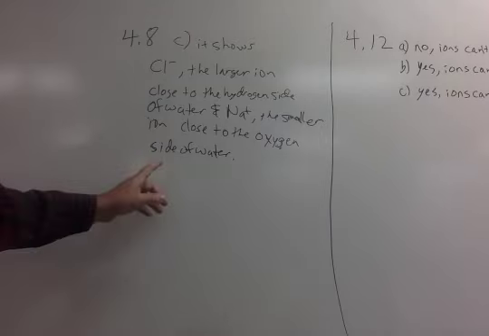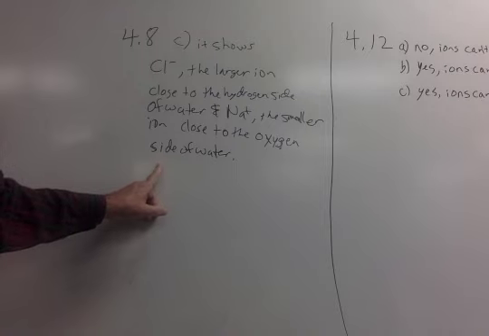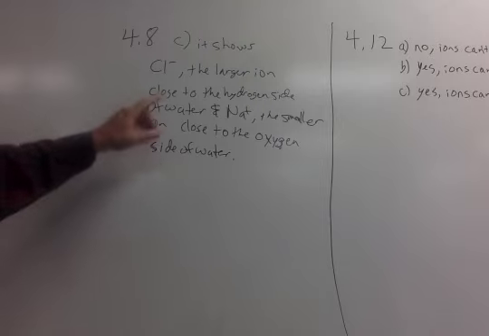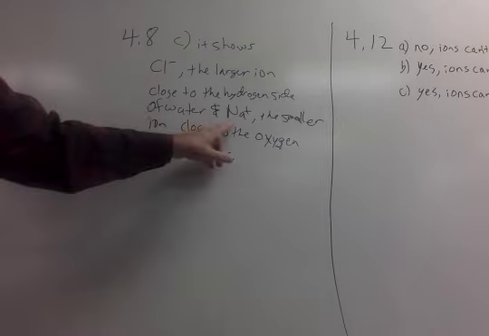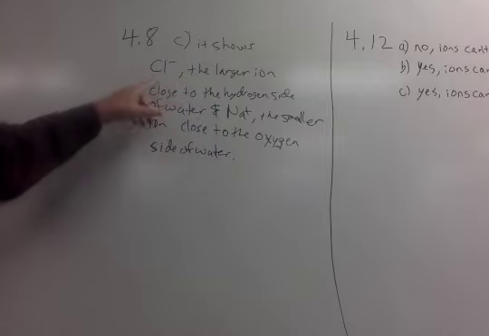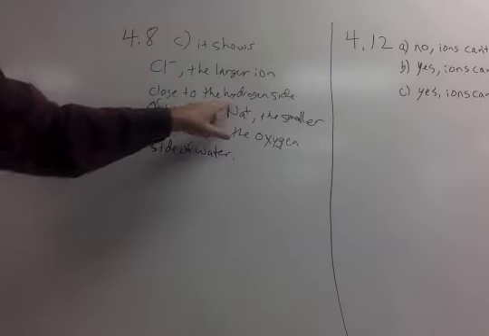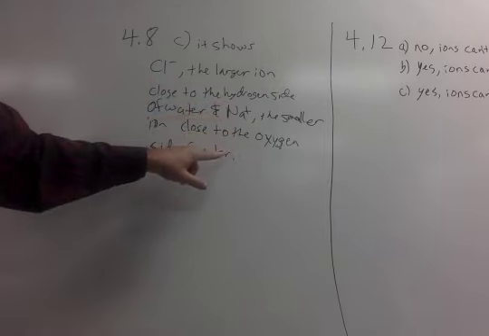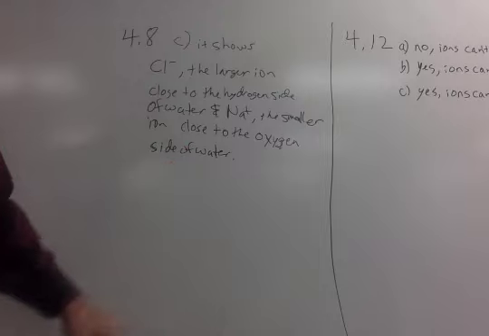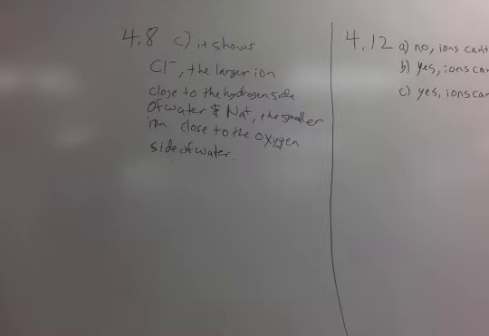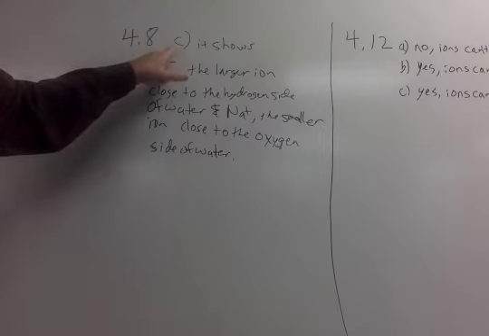The first one, 4.8, had 3 boxes and asked which one would show the proper picture of sodium chloride in water. First of all, we wanted to see one where the sodiums and chlorides were separate, but also the chloride, the larger ion, should be next to the hydrogen side of water, and the sodium should be surrounded with waters with their oxygens facing towards the sodium. So the one that showed that picture the best was letter C.